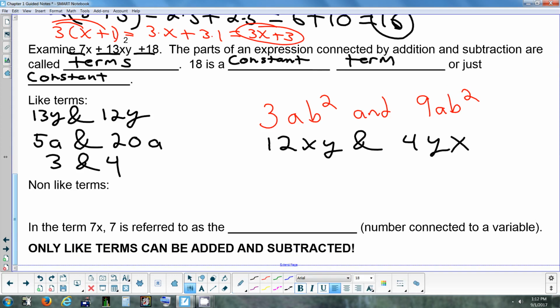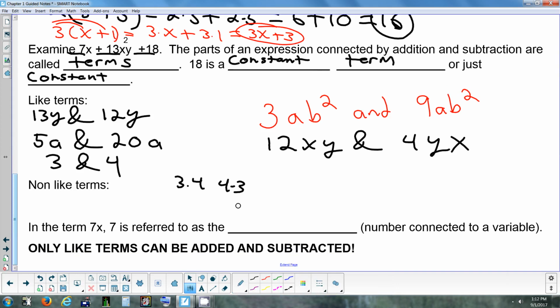Did we already answer 12xy? We did not answer if those are like terms or not. Yes, they are, because they both have numbers and they both have the same variables. Like terms don't have to have the variables in the same order. It's like thinking of 3 times 4 or 4 times 3. Is that the same thing? Yeah, because you can switch the order of two things that are being multiplied.